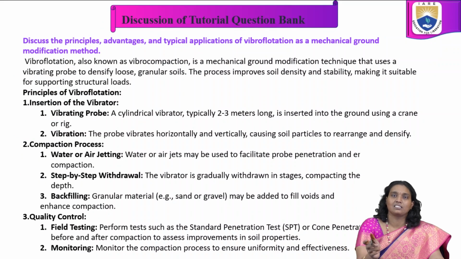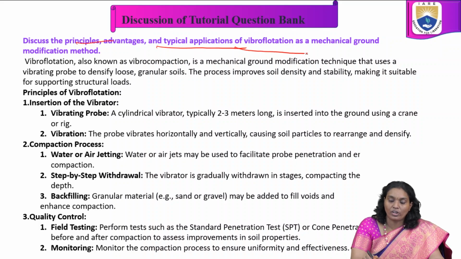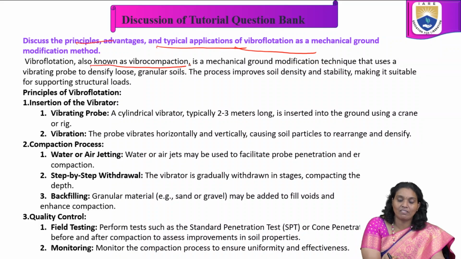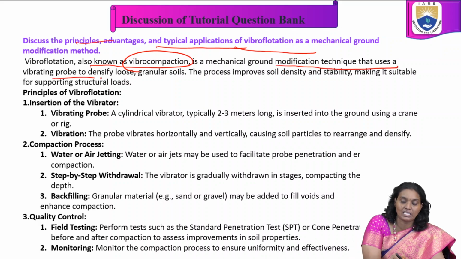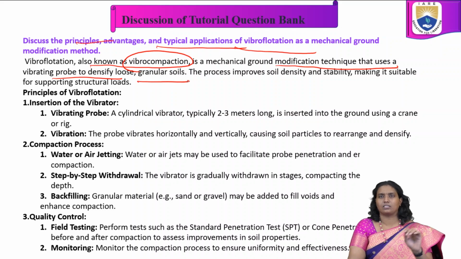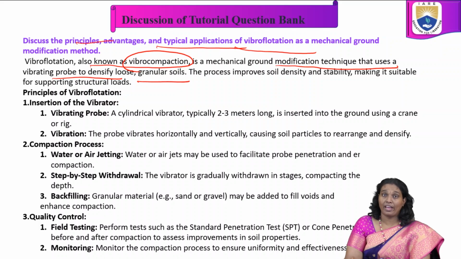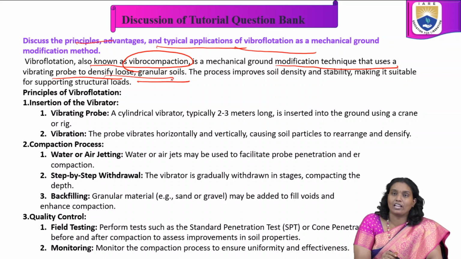Now discuss the principles, advantages and typical applications of vibroflotation as a mechanical ground modification method. Vibroflotation is also known as vibrocompaction. It is a mechanical ground modification technique that uses a vibrating probe to densify loose and granular soils. Previously, same like dynamic compaction. The technique is different where we are using density and granular soil. What is the process? What it improves?